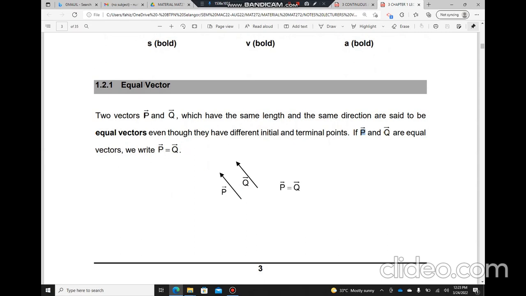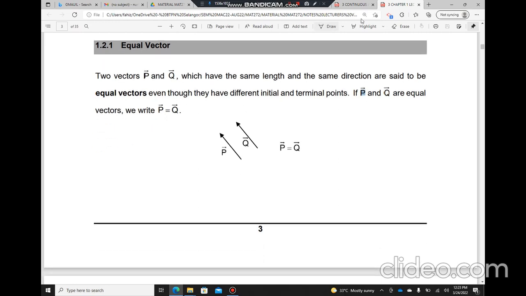Okay, so syarat untuk equal vector dia mesti apa? Same. Yang ni penting. Same length, same direction. So kalau P ni berada dekat mana-mana pun dia tak kisah, dia have different initial and terminal points. Tapi dia kena ada syarat.